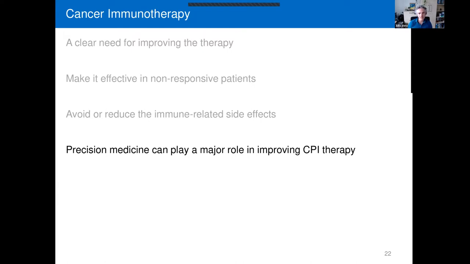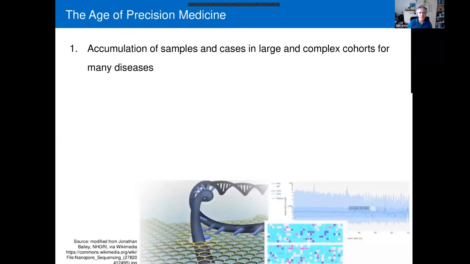immunotherapy in the case of metastatic melanoma is the perfect case study for applying what people now call precision medicine. So for many people, we are now in what one could call the age of precision medicine. And this is because over the last decade, for many diseases, especially for many types of aggressive cancers, we have accumulated large cohorts of patients with a lot of samples.